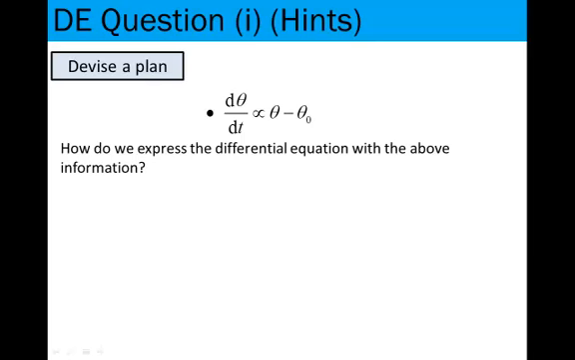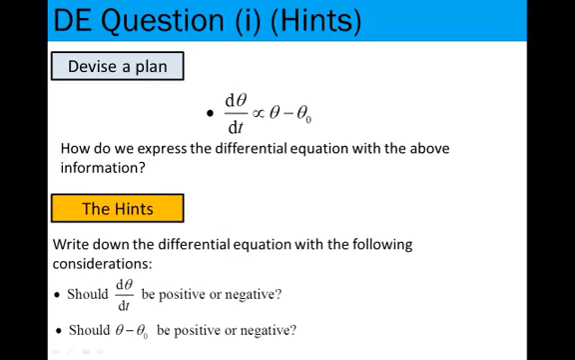minus theta naught, and eventually when we want to write down the solutions, we need to consider whether d theta dt is going to be positive or negative, and whether theta minus theta naught is going to be positive or negative. D theta dt is the rate of change of the temperature with respect to time. We know that as time increases, the temperature of the hot object is going to decrease, and it's going to get nearer and nearer to that of the surroundings. This tells me that d theta dt is going to be negative.